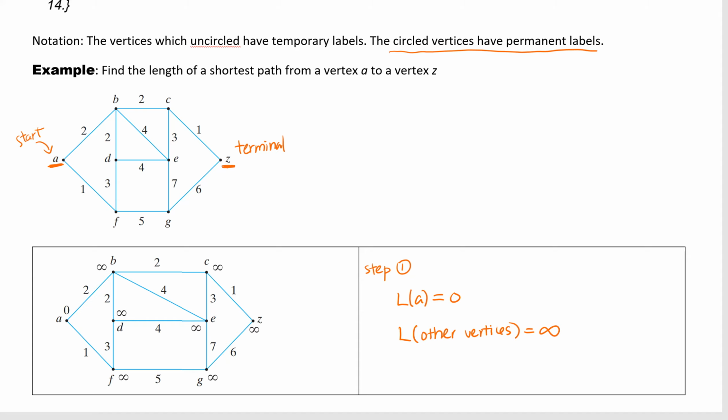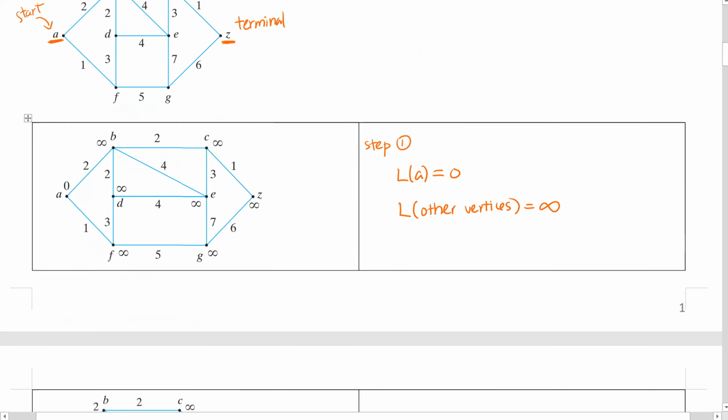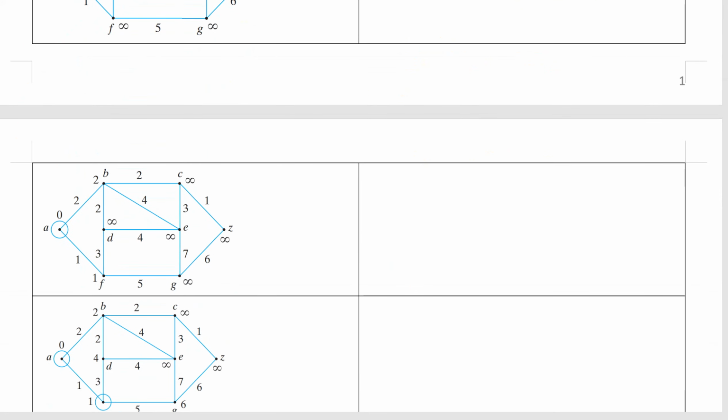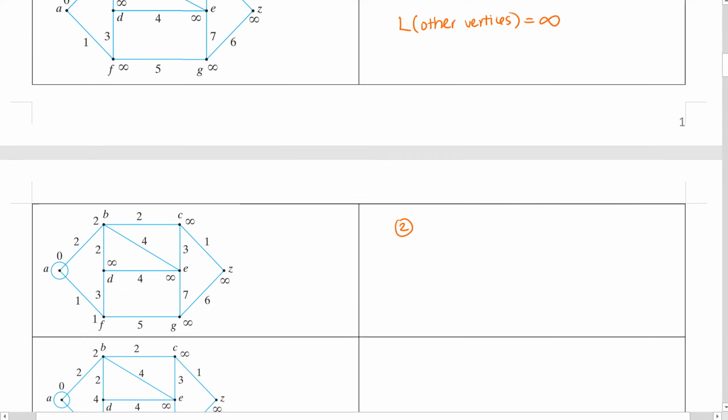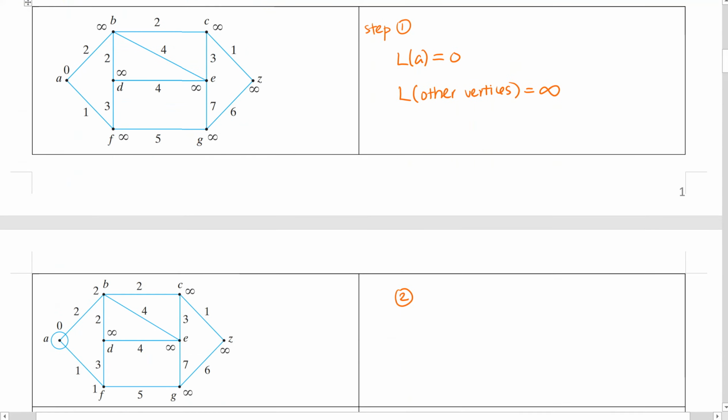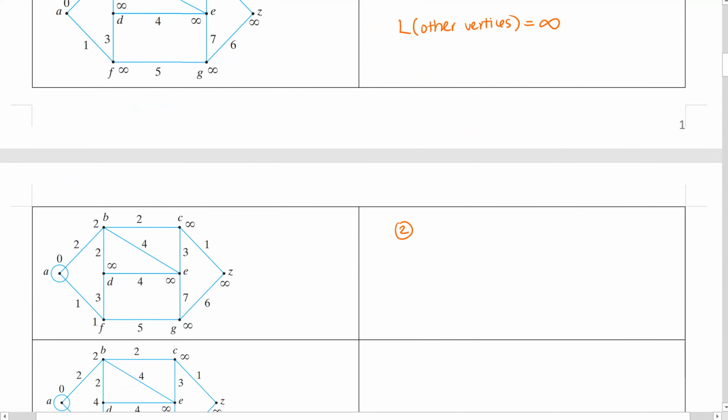Very simple, right? And then next, which one is the minimum label? Of course, the 0 is the minimum, right? So step 2. Okay, this is step 2. Because LA is minimum, of course, because it's 0. So circle A. You see here, we circle A.